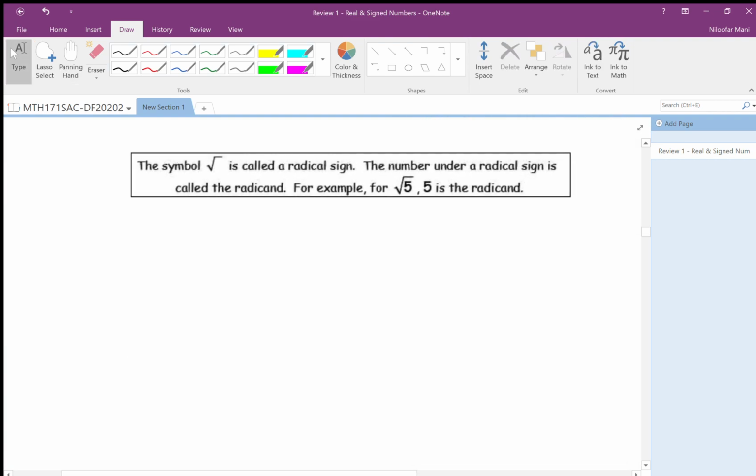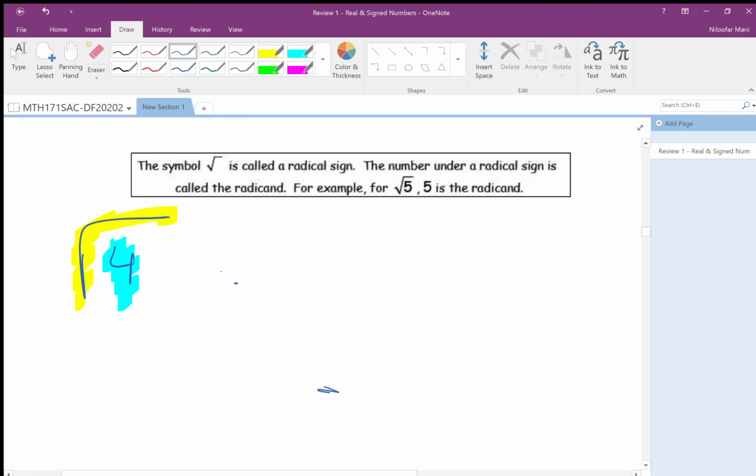So this symbol, we call it radical. The number under the radical is the radicand. So if I have radical, for example, 4, I have this one as radical, this one as radicand. Okay? And what is the answer?